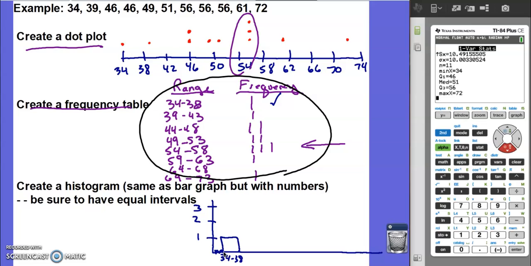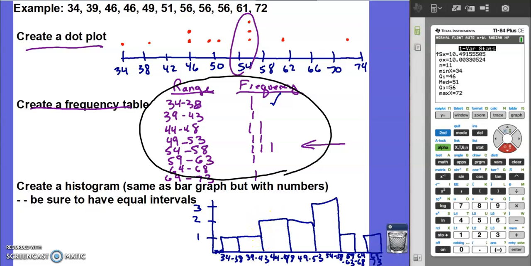Each one of the intervals is the same thing. So 39 to 43, and notice it's 1 as well. Then 44 to 48, and you get the idea. That's twice, so it's going to go up 2. I went ahead and finished the graph with the limited space that I have here. Each one of those is representative of the frequency table as the histogram. Again, it looks like a bar graph, but with numerical values.